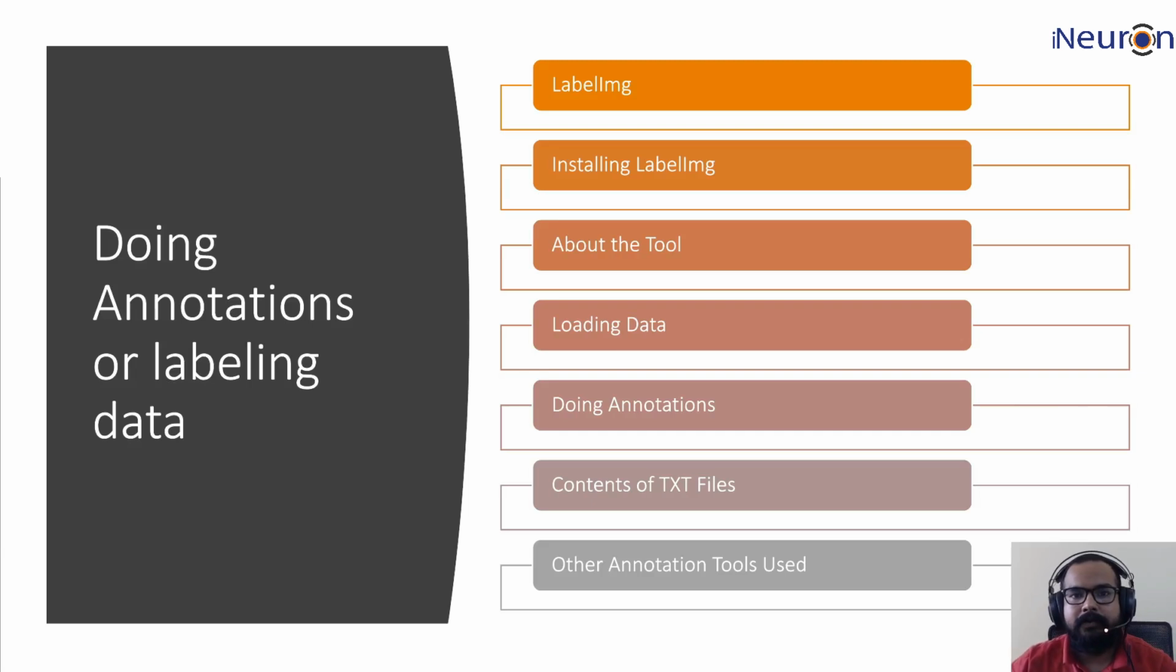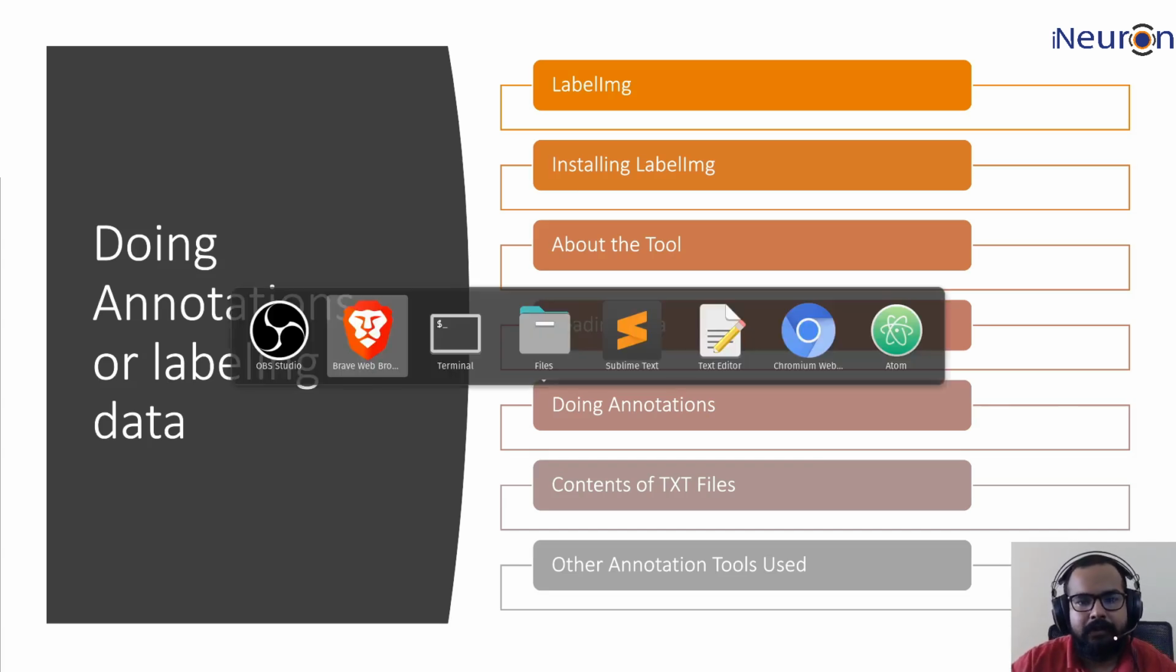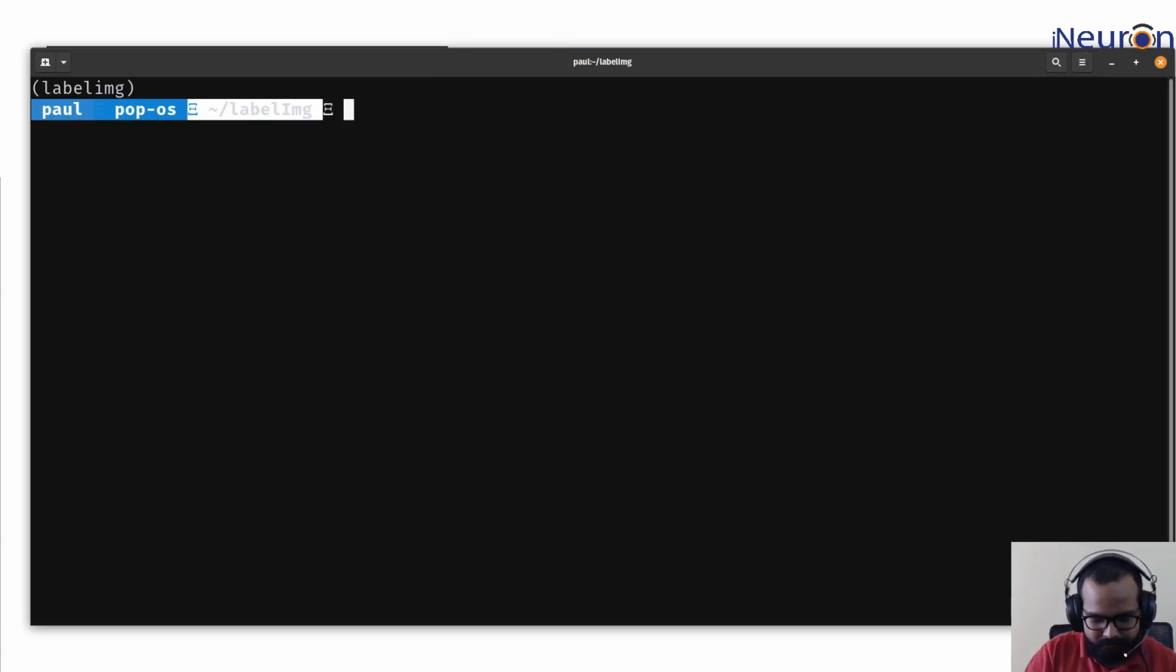The tool that we will be using here for annotation is labelImg, which we have used last time also. So I think most of you know the usage, how to do that. But we will show you what are the changes that you need to do. Installing labelImg, I think we have already done it in the past, so you have to do some changes. I will let you know in this lecture. Then about the tool, then how to load the data. I will show you how to do the annotations and what is the content of those annotation files. And what are some other tools that are available. So let's jump and open our tool.